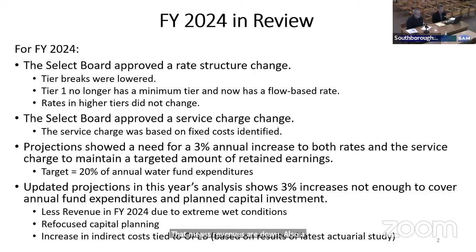Also, a refocus on capital planning. I took a look back at what was in our analysis last year for capital, and there wasn't much at all. Now there's more that we're focused on. We're going to cover that a little bit more in a moment. And also, the indirect cost amount went up fairly significantly because of OPEB. There was an increase in the OPEB obligation, and that was added very recently to the budget for FY25.